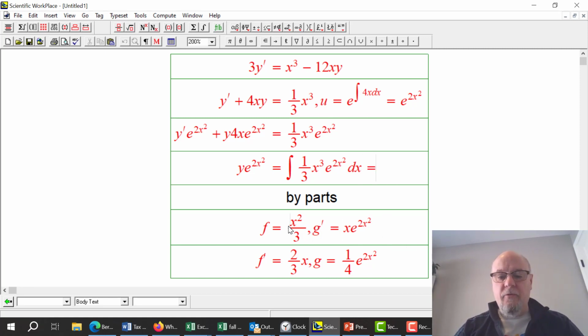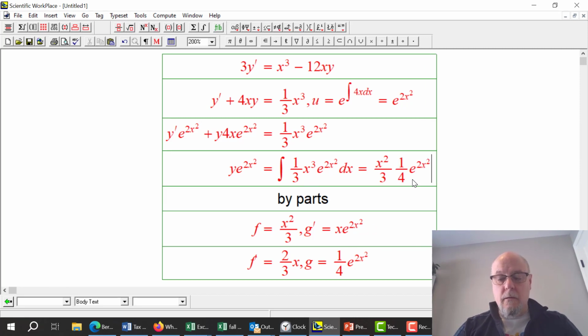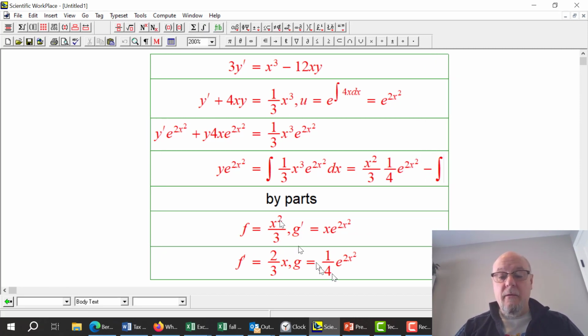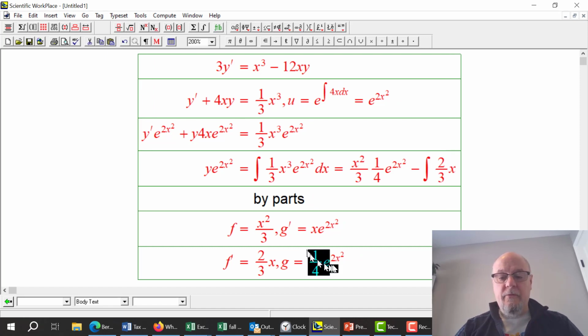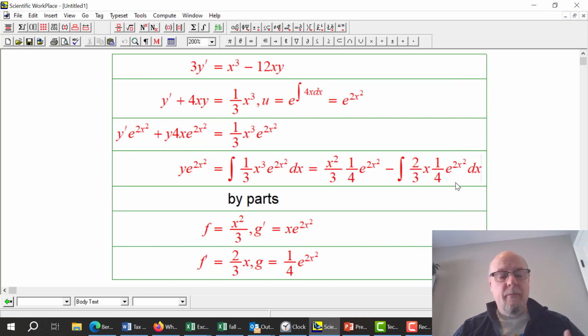Integration by parts is supposed to be equal to f times g minus the integral of the two pieces I made. So the two pieces I made are this piece and this piece. You might do integration by parts differently, or you're not doing it differently, you're just using different symbols. But integration by parts, that's how it sets up.